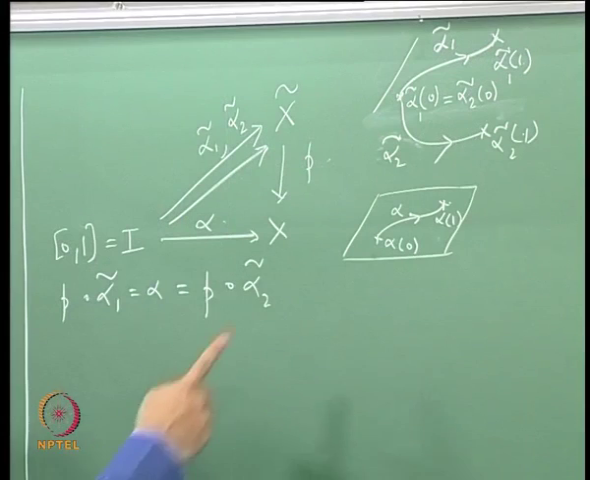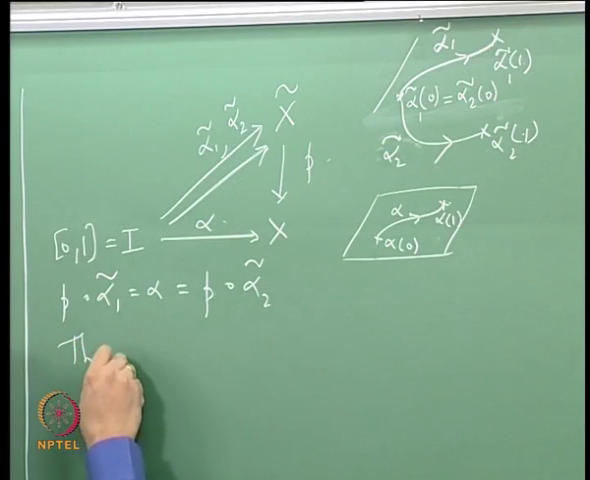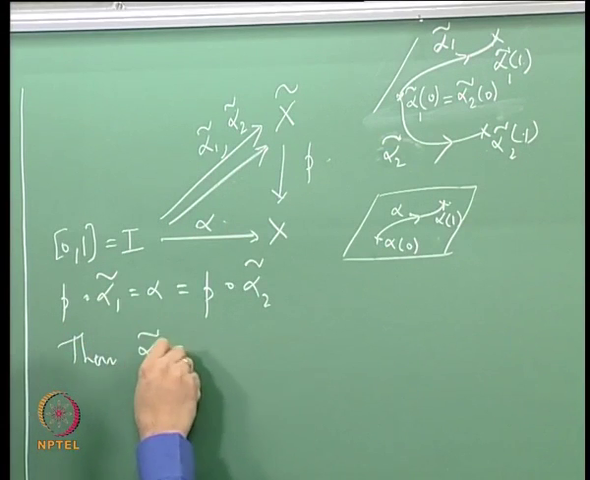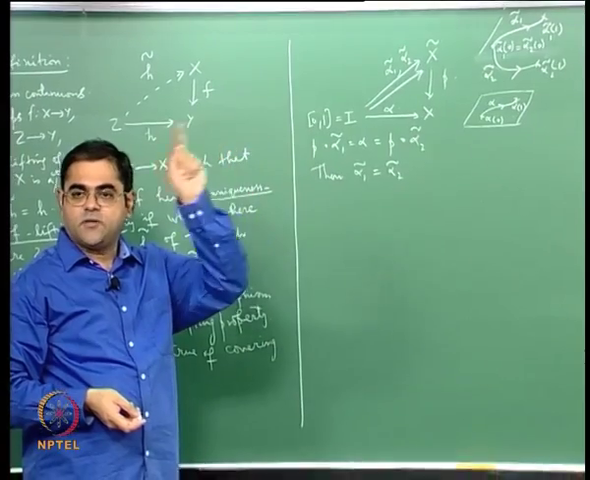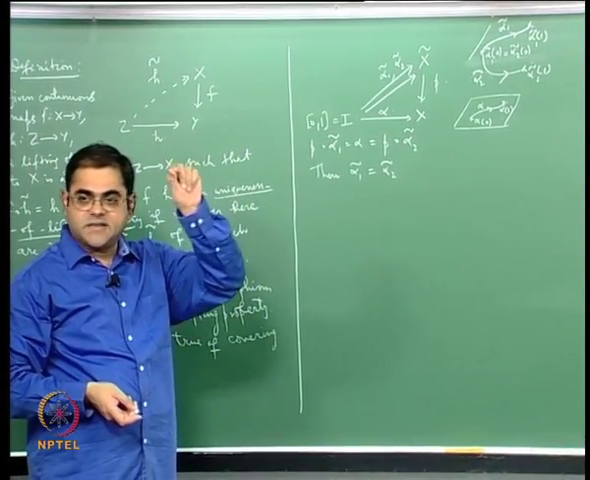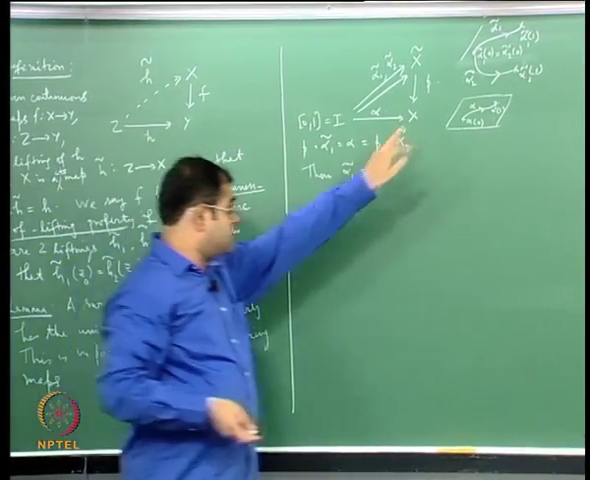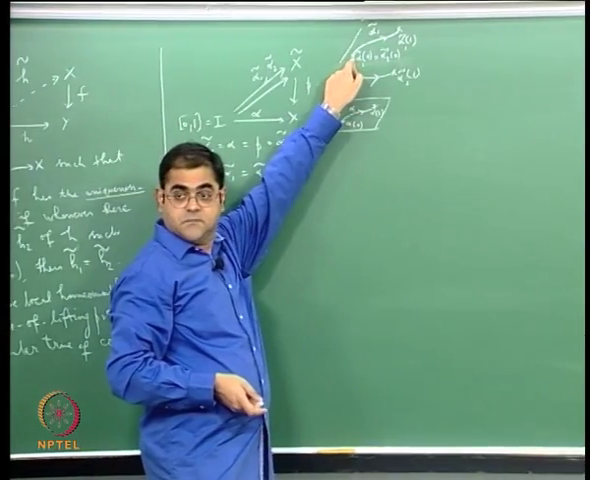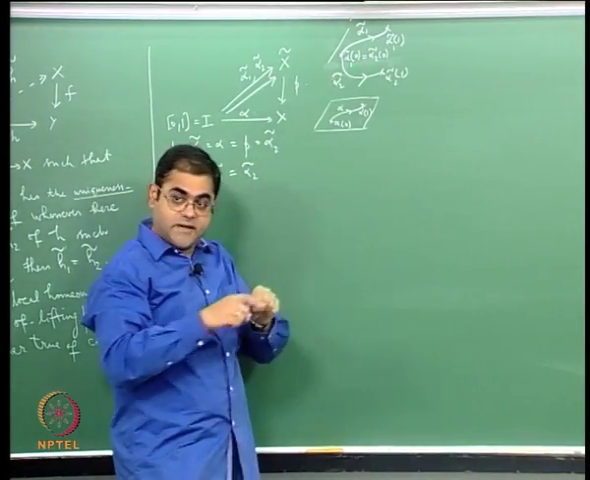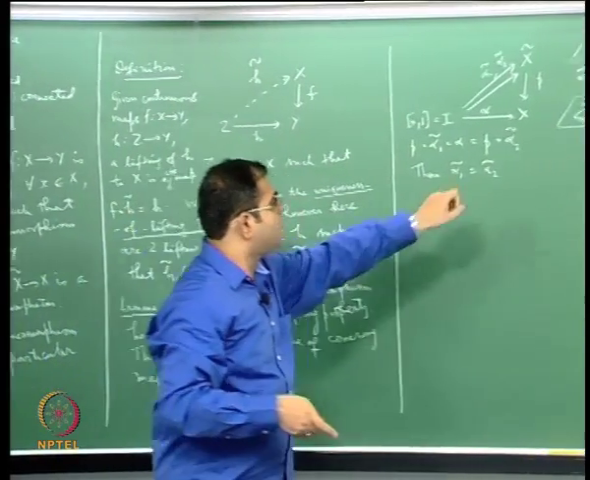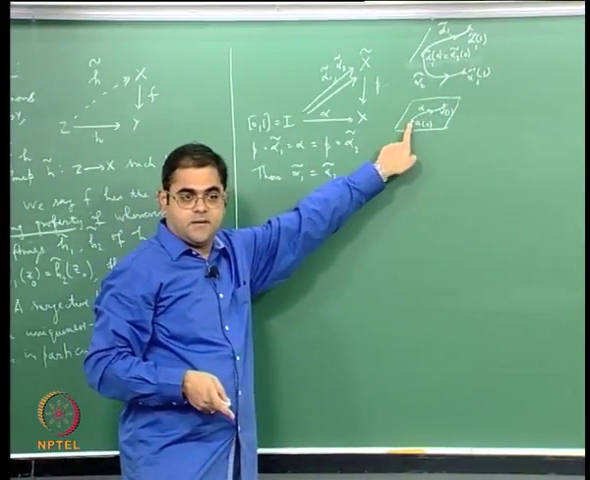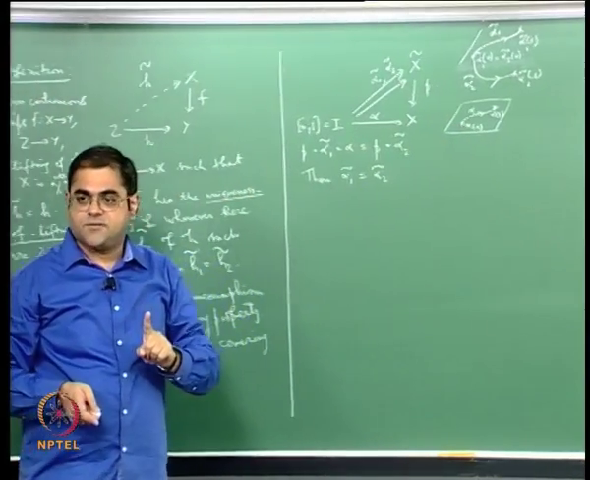So then alpha 1 tilde is equal to alpha 2 tilde. So given a path below, you can lift it only to one path provided you fix the initial point above. This point matters; you could have fixed some other initial point and then you would get some other path, okay, but once you fix the initial point above, lying above the initial point below, then there is only one path you can get, okay.